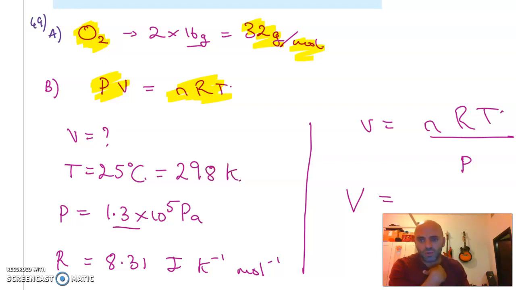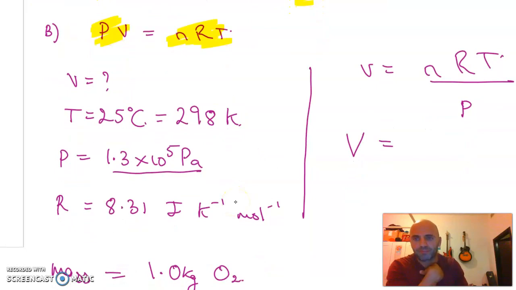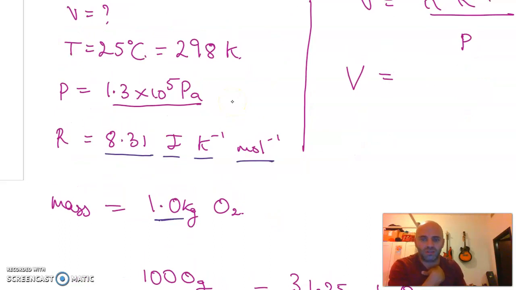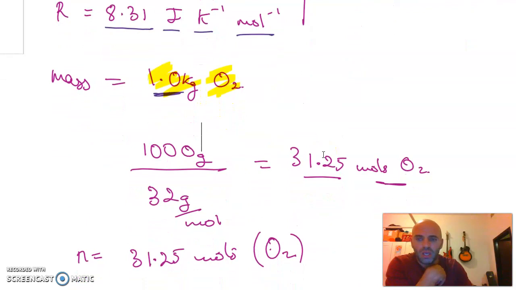The pressure is 1.3 by 10 to the 5 pascals, so that's given in pascals, not atmospheres. The gas constant is 8.31 joules per Kelvin per mole, and unfortunately we've got the mass of oxygen instead of the number of moles. So the first stop is to figure out how many moles are in 1 kilogram of O2 gas. Okay, so 1,000 grams, we're going to divide it by 32 grams per mole. Grams cancel and the moles come up on top, so that gives us 31.25 moles of oxygen gas.